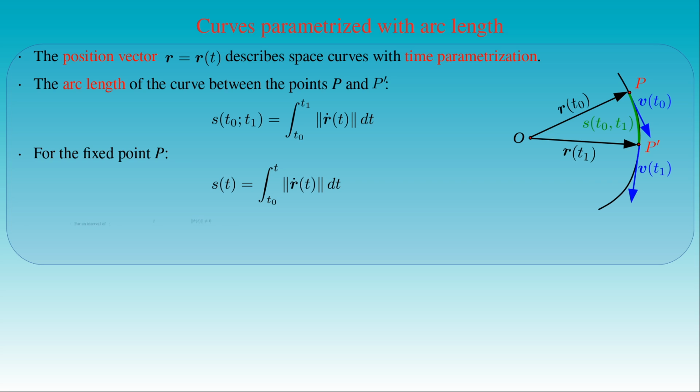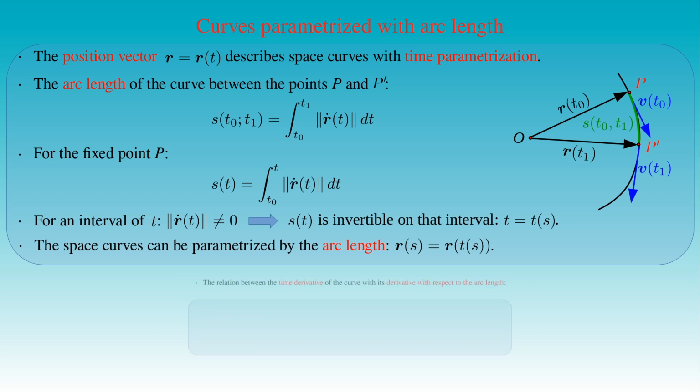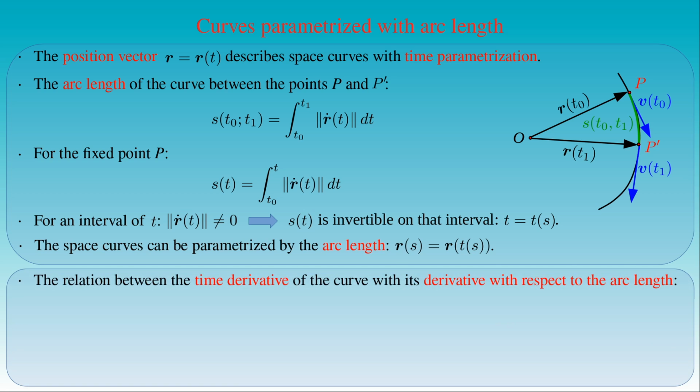If the length of the tangent does not vanish over a given interval of time t, then the arc length s is an invertible function of t over that interval, and we can express the time parameter as a function of the arc length s. Then the space curves can be parametrized with respect to the arc length, that is, the position vector can be written as a function of the arc length s. As a result, we can establish the relation between the derivative of the curve with respect to the time parameter t and its derivative with respect to the arc length s.